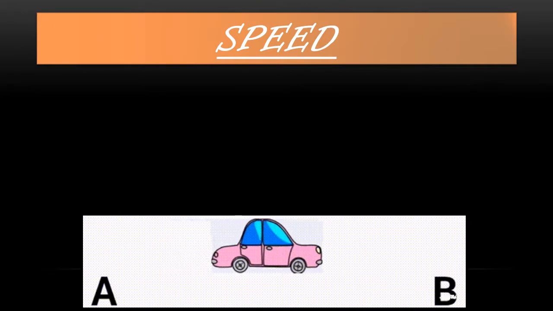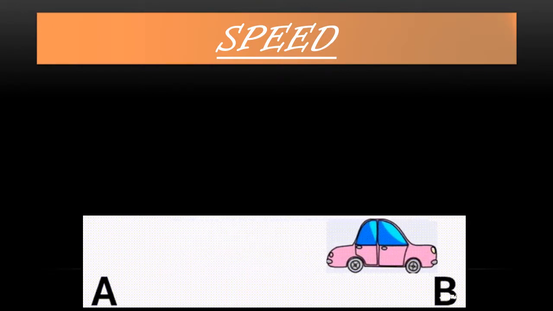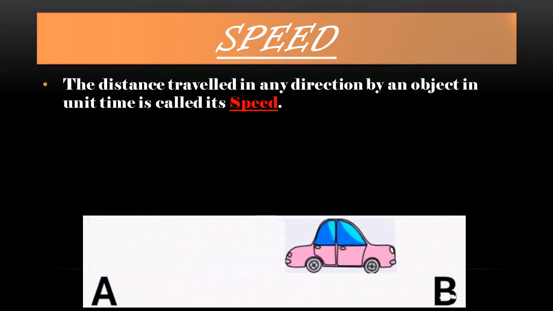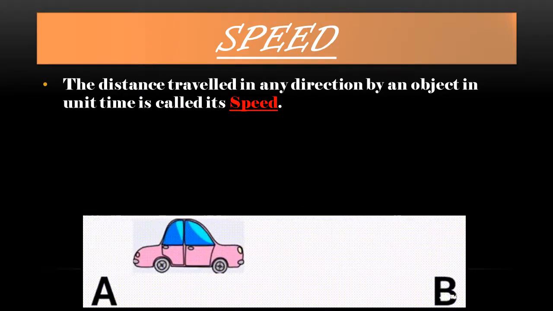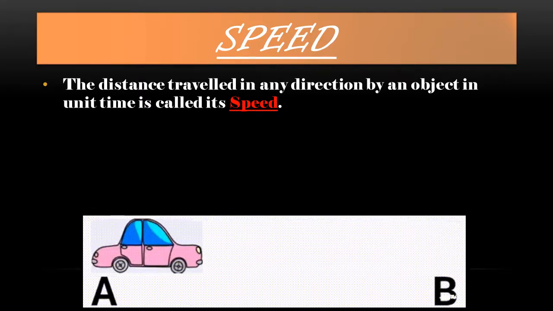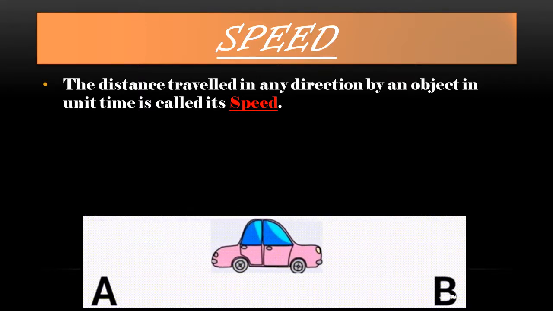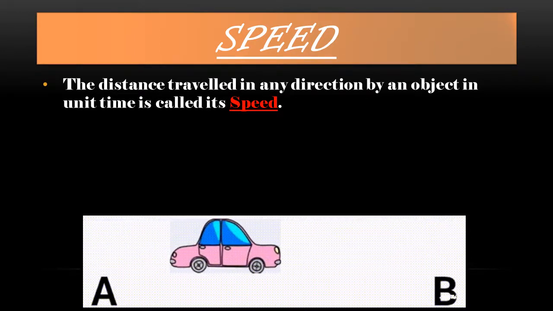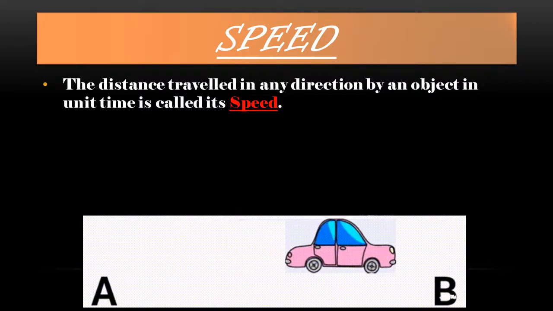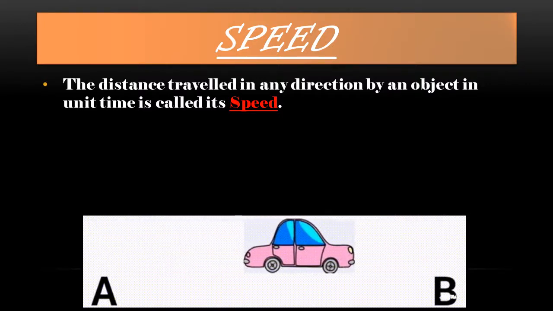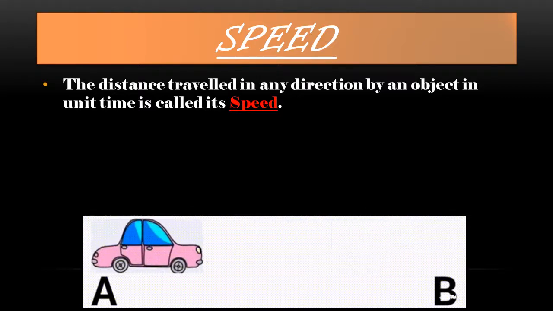Alright, so first we are going to learn about speed. Let's see what is speed. The distance traveled in any direction by an object in unit time is called its speed. That means when any object covers some particular distance but in any direction, east, west, in any direction, in unit time, this is called speed. And here unit time can be 1 second, 1 minute, 1 hour, etc.